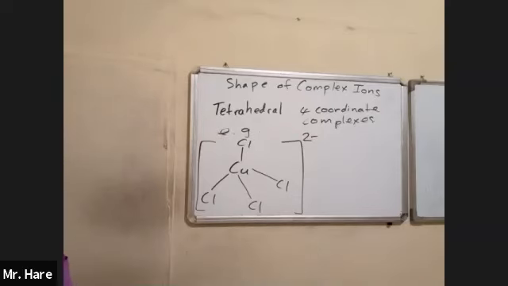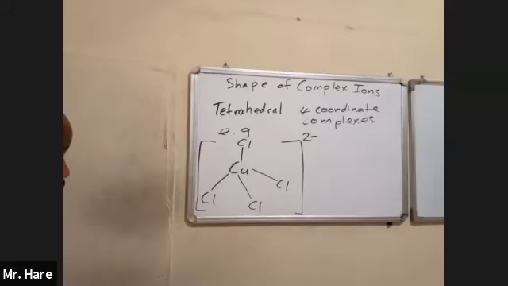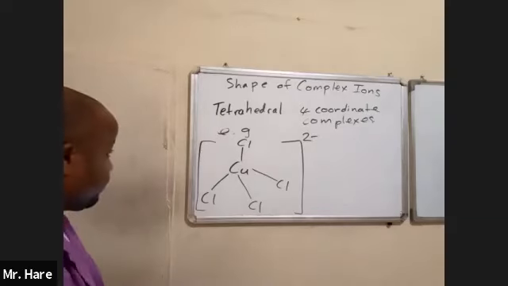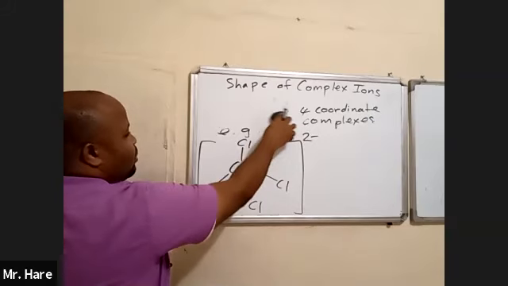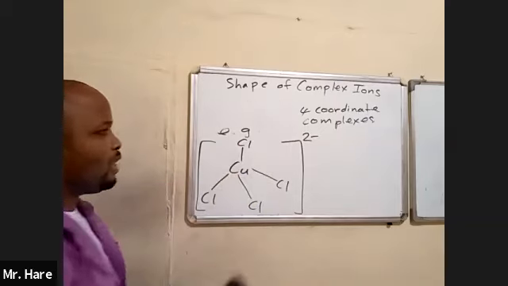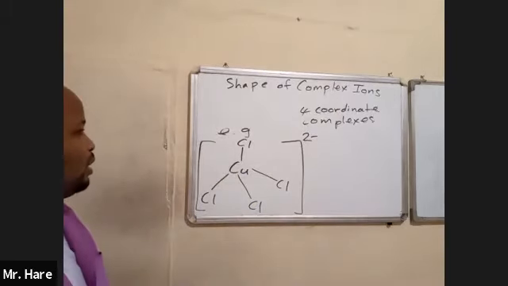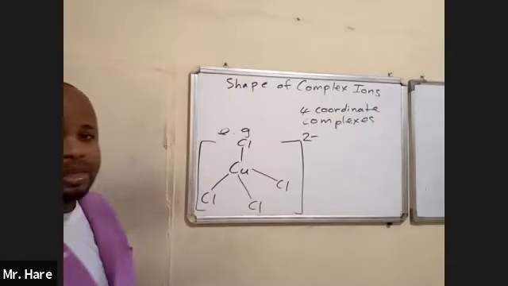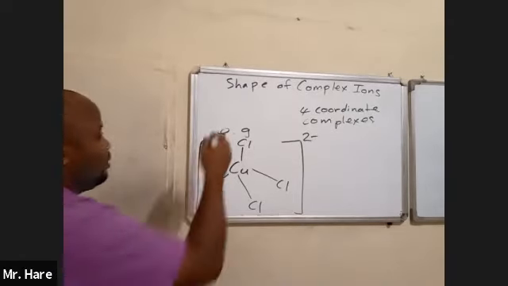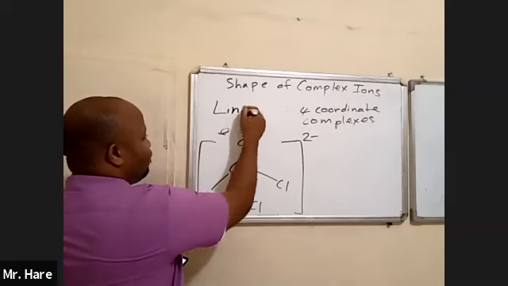So we have 2, 4, and 6. 6 is octahedral, 4 is tetrahedral. What is 2? Linear. Yes, linear. Sir, can you repeat the question, please? We're just looking at the shapes of the complex ion. We have done 4, we need 6, and we are doing 2. When it's 2, the shape is described as linear.